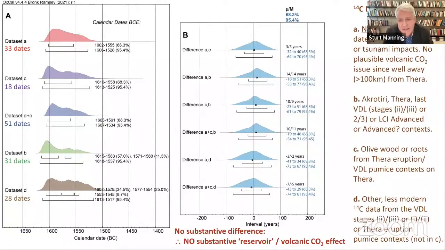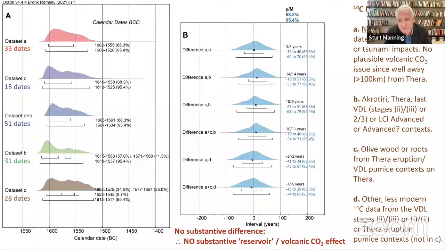But what we can say is that we now have data relevant to the Thera eruption from either tephra fall or direct tsunami impact, particularly the recent exciting paper by Yasur-Landau et al. in Turkey, in which we have radiocarbon dates well away from Thera, which can have nothing to do with any possible volcanic CO2 impact there. So that's dataset A that you see on the screen.